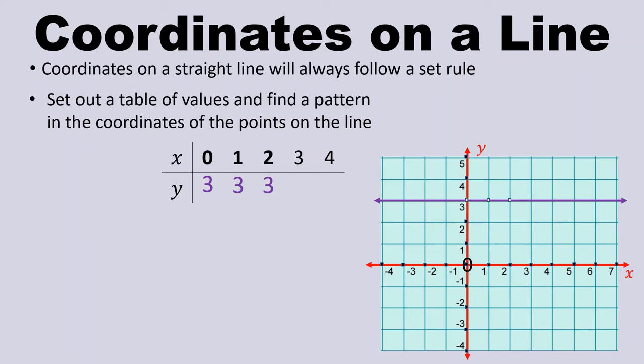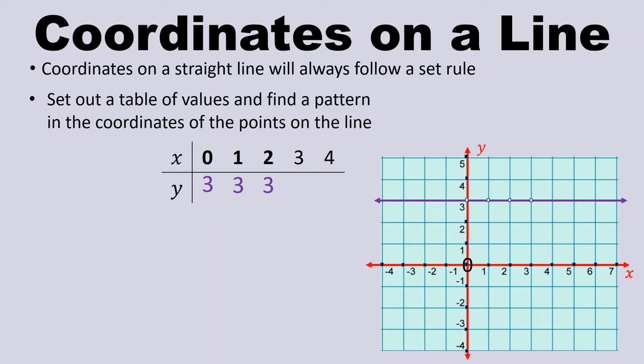You may already notice a pattern with the first 3 coordinates here, and you need at least 3 points to make a straight line. Imagine if this point was in the wrong position, for example. That would not be a straight line. But more coordinates might be helpful just to prove your point.